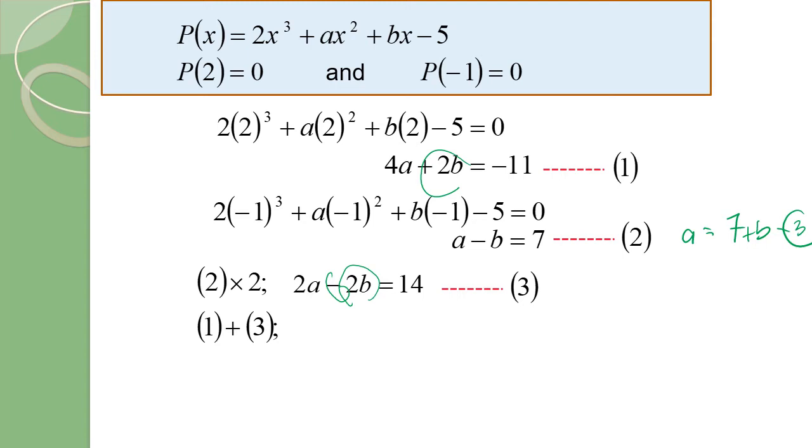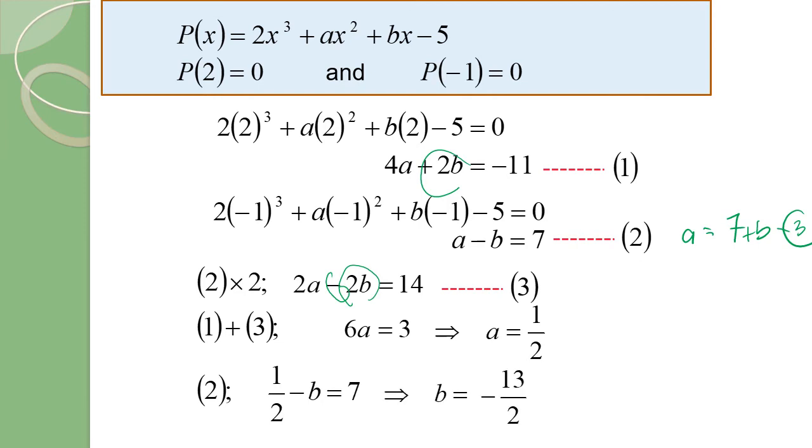4a plus 2a is 6a. 2b plus -2b is 0. So 6a equal to -11 plus 14 equal to 3. So a equal to 1/2. Now we can find the value of b. b equal to a minus 7. So 1/2 minus 7 equal to -13/2. So we have the values of a and b just by using the factor theorem.